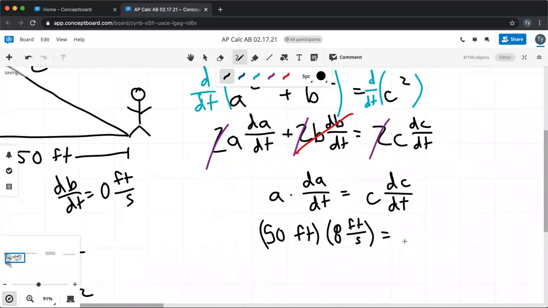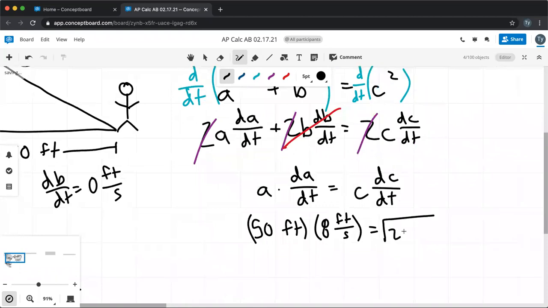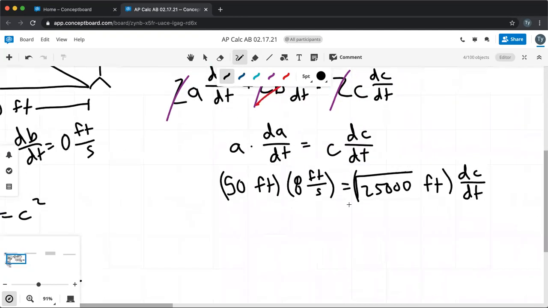C, we just found, is the square root of 25,000, and that is in feet. And dC/dt is what we're trying to find. All right, so we have three numbers in our equation and one thing we're trying to find, one unknown. That means we can solve for this unknown. All we have to do is divide both sides by the square root of 25,000 feet. So that'll go away.